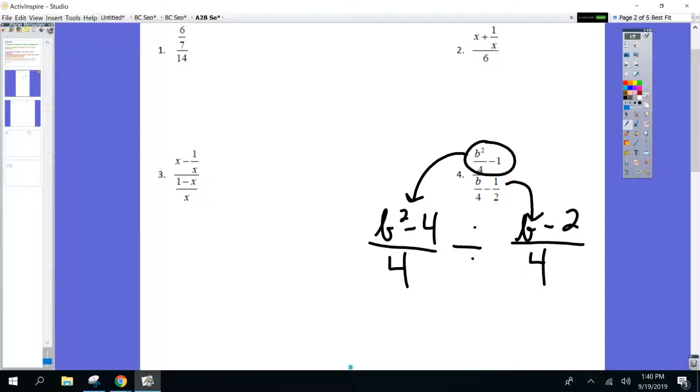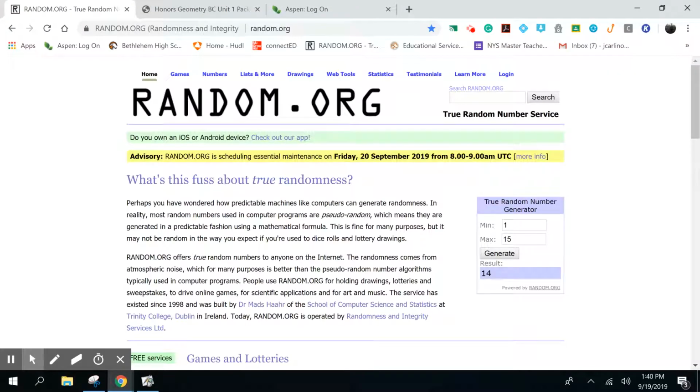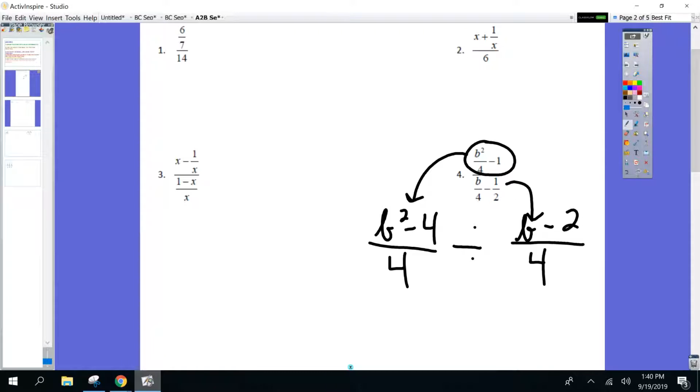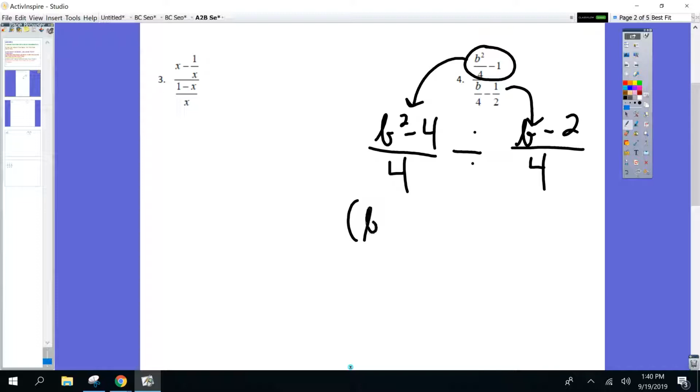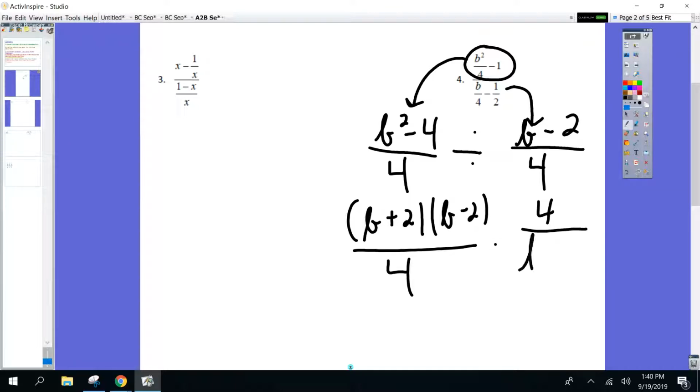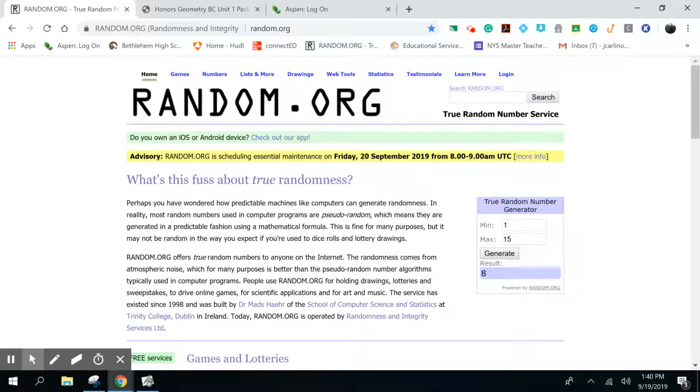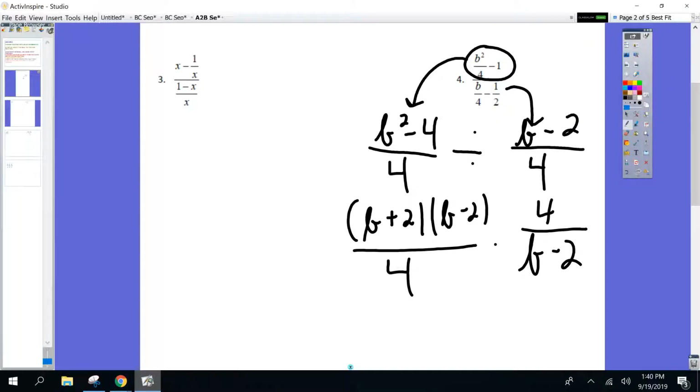Okay. Factor, flip, multiply. 8. B squared minus 4. Yep. Over 4 times flip. And somebody finish this off here at number 4. Finish this one off. Here you go. 8 again. Finish it off. Final answer?